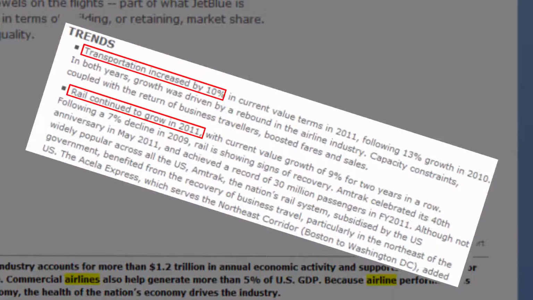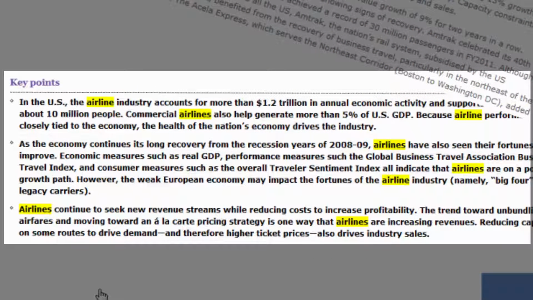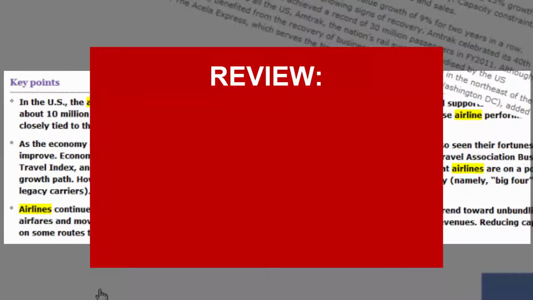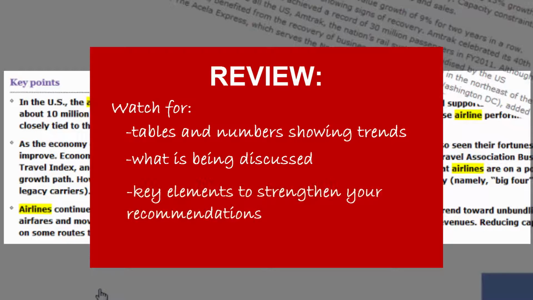I can then look at key trends about how transportation might be increasing, what's happening to rail, or I can look at other key points, say in the airline industry, how it's growing, how the recession is hurting it now, if they're bouncing back or not. So within these industry overviews and these reports and surveys that you'll be expected to look at and find, you want to watch for not only tables of numbers showing you trends, but in addition to those tables of numbers, you want to see what the reports are actually talking about and the key elements that you can pull out to strengthen your own recommendation or solution to a problem.